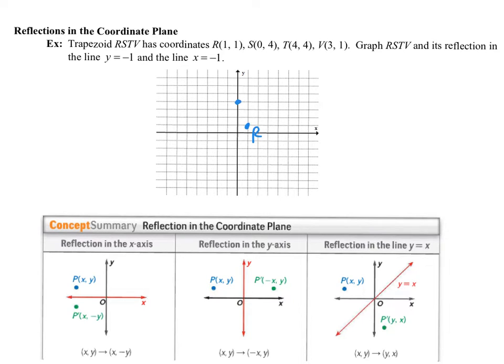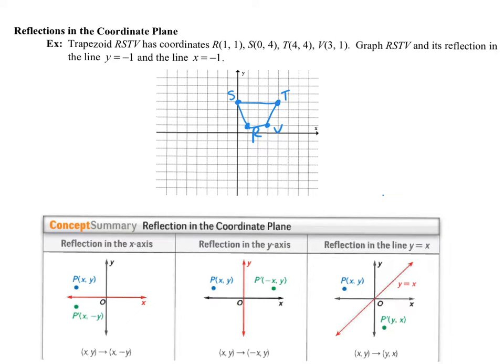S. And then we will plot point T at 4, 4. So I'm going to start at the origin, move 4 to the right, and up 1, 2, 3, 4. So that's where point T would be. There's T. And then point V is at 3, 1. So from the origin, go right 3 and up 1. And that's point V. All right, so there's our trapezoid.